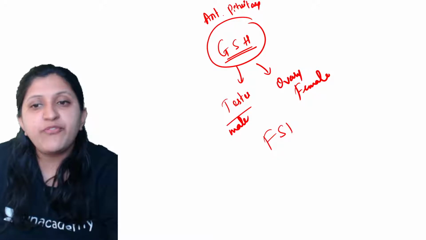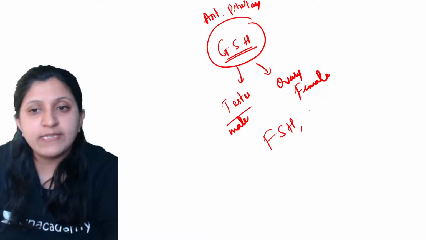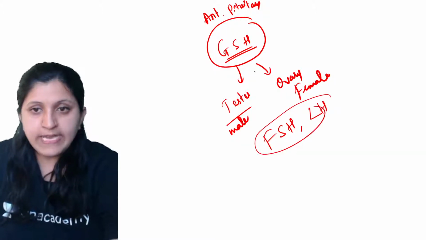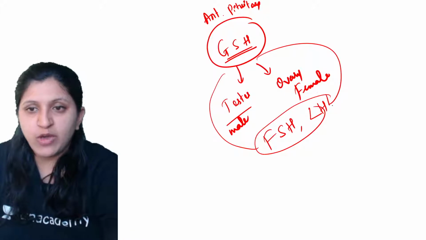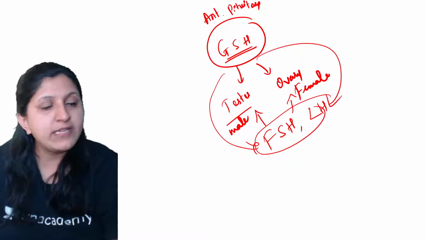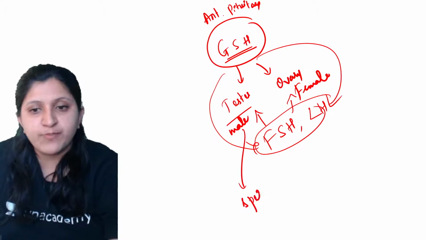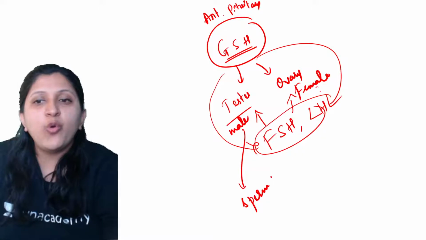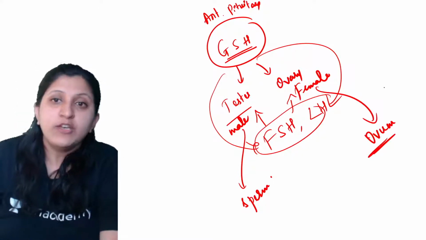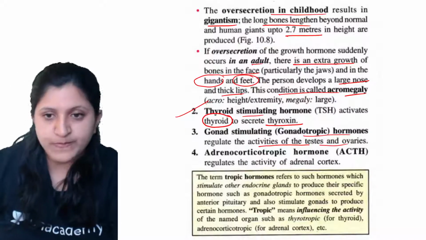There is FSH, the follicle stimulating hormone, which is released, and then luteinizing hormone is released in turn. These two hormones act on the ovary and the testis. The testis will help in the production of sperm, and in the ovary, ovum production will occur. So this is with respect to gonadotropin releasing hormone.